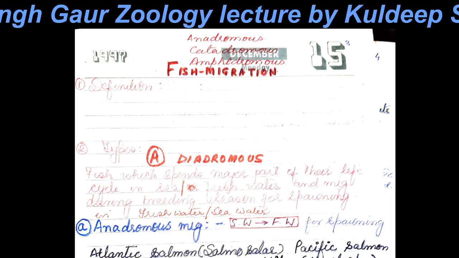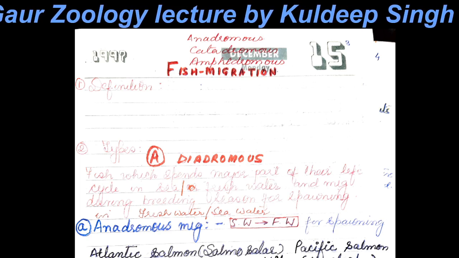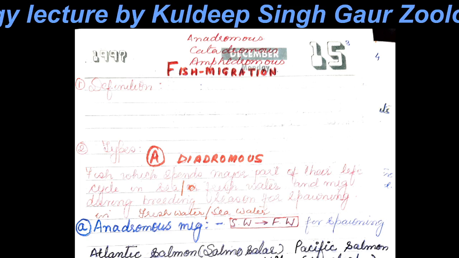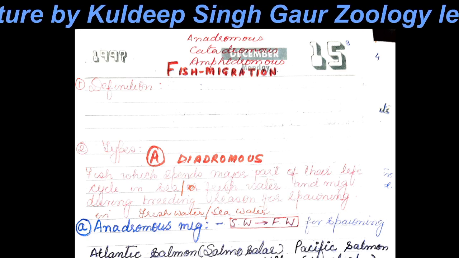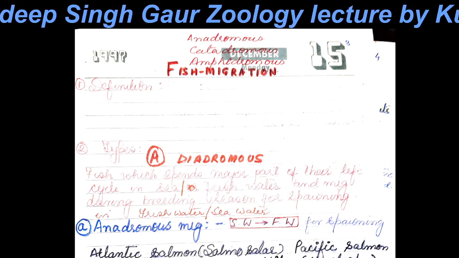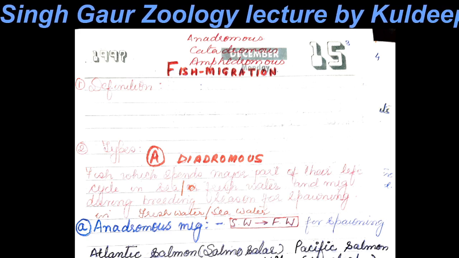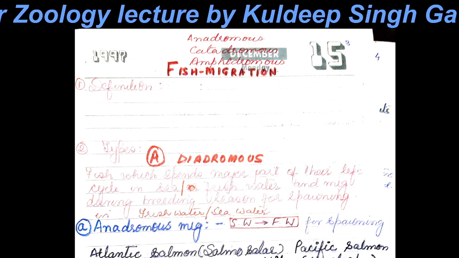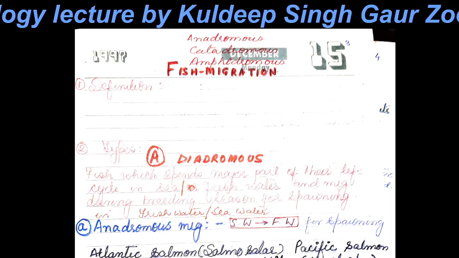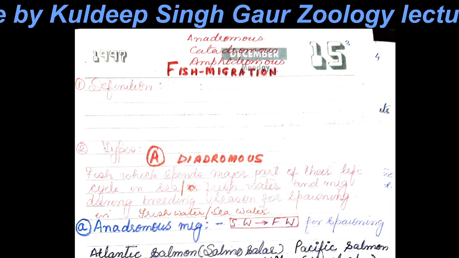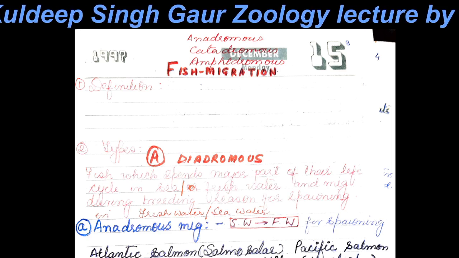Today we will see various types of migrations exhibited by fishes. First of them is diadromous type of migration. Here the fishes spend major part of their life cycle in the sea or freshwater, and they migrate for breeding to either freshwater or seawater.